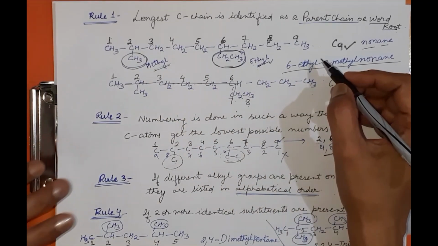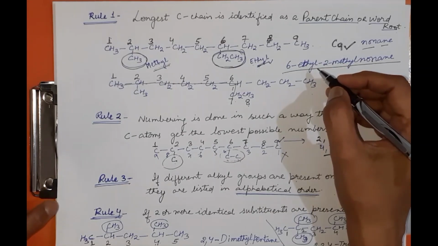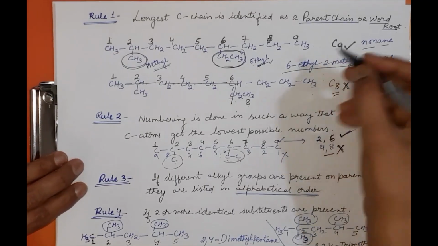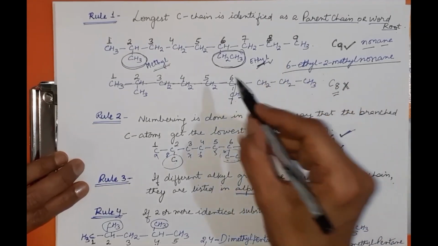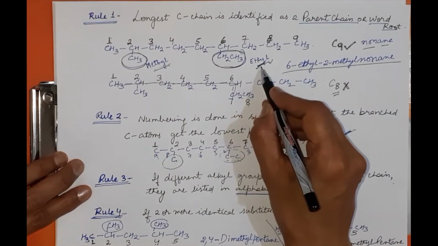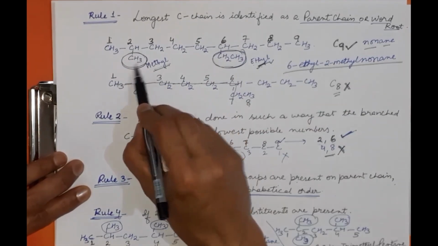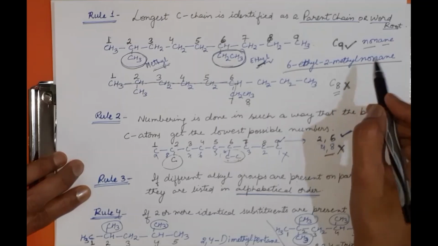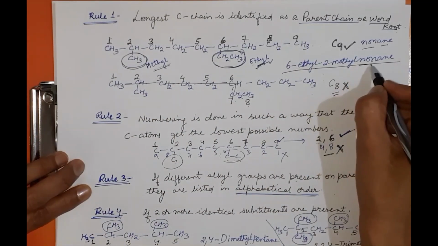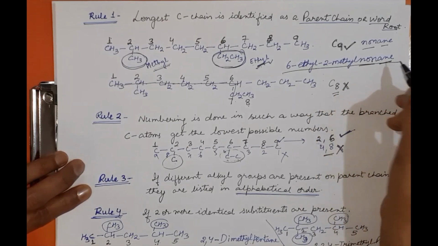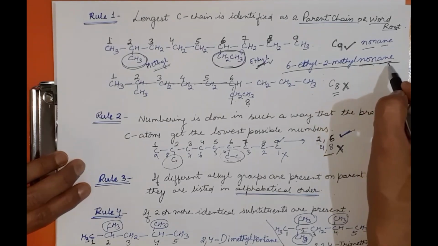So while writing the name, first will come the prefix, and ethyl will come first according to alphabetical order. First we will write the position of the ethyl group, 6-ethyl, then 2-methyl, and the word root for this 9 carbon atom chain is non, and ane is added. So this is the name: 6-ethyl-2-methylnonane.